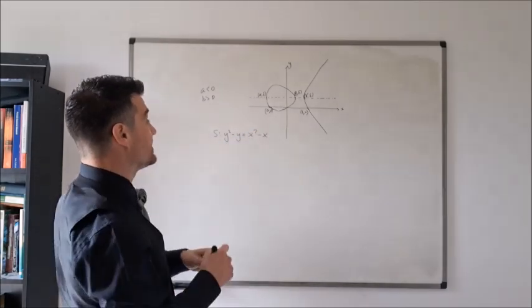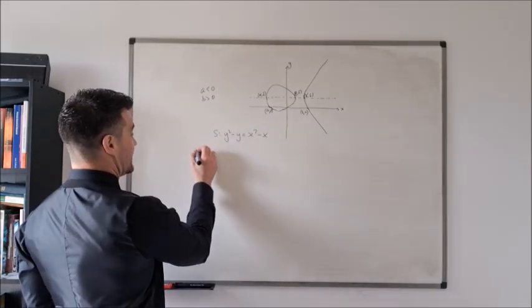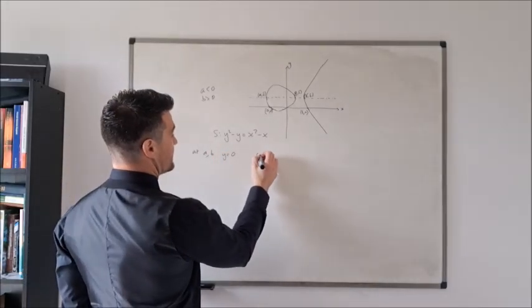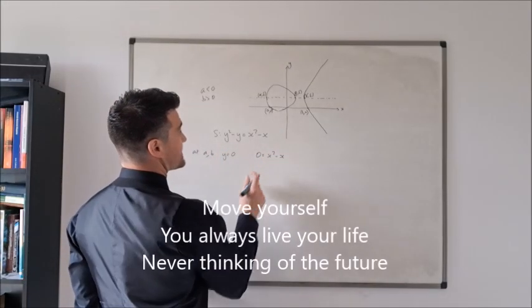Okay, so what information do we have at A and B? Well, we know that y is going to be equal to 0. So at A and B, y is equal to 0. So we get 0 is equal to x cubed minus x.